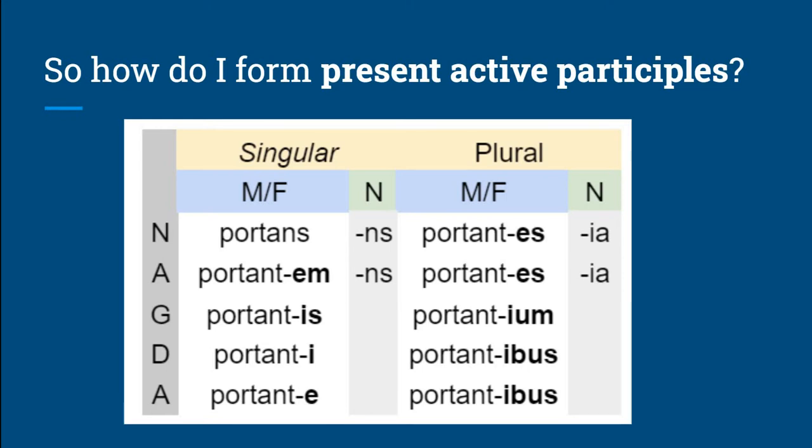Masculine and feminine are declined in exactly the same way. And just note the neuter is the same in the nominative and the accusative in both the singular and the plural. So the lesson here is really know your third declension pattern because it's useful for your present active participles. I've left out the vocative because you'd very rarely see it, and if you did, it would be exactly the same as the nominative.